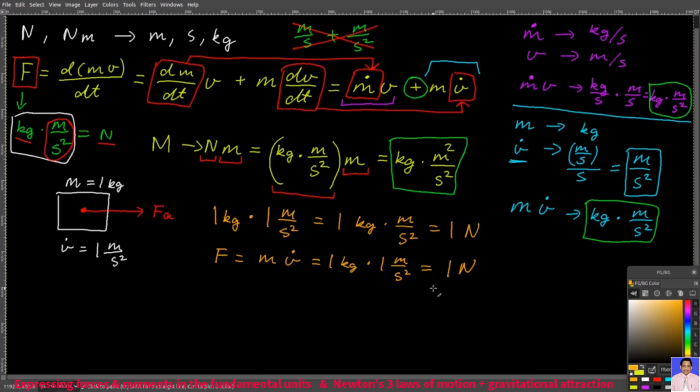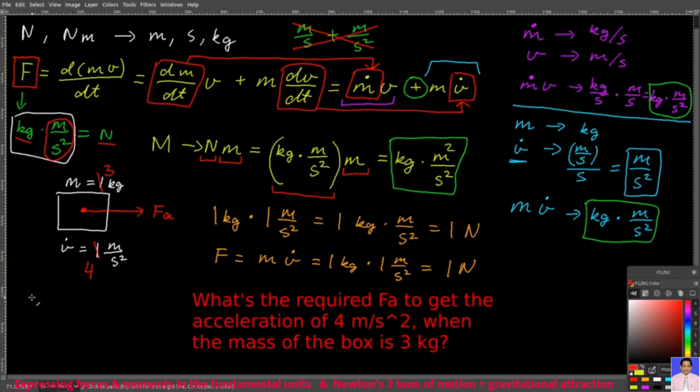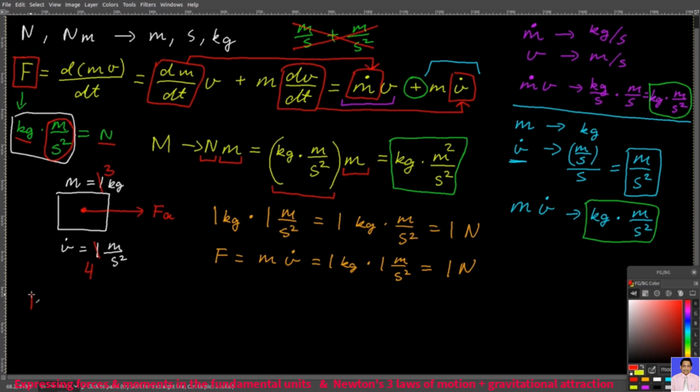And you get your 1 Newton force. What about if the mass of the box is 3 kilograms, and you want this box to accelerate 4 meters per second squared? Pause the video for 10 seconds and give it a thought. Well, F equals m times v dot, so 3 times 4, that's 12 newtons, or 12 kilograms times meter over second squared.